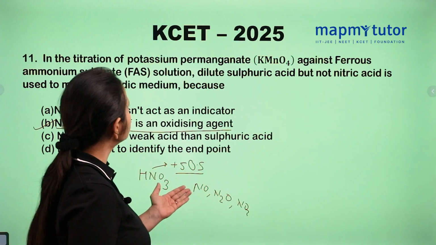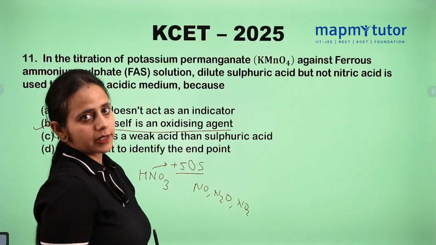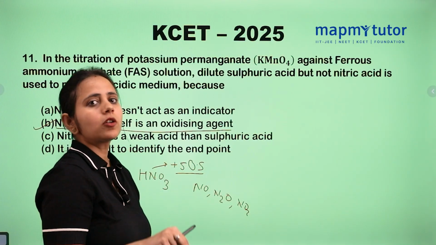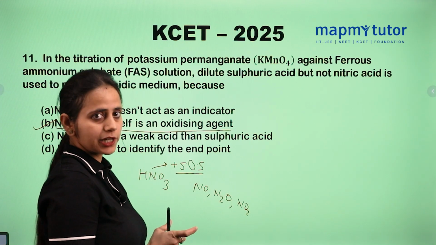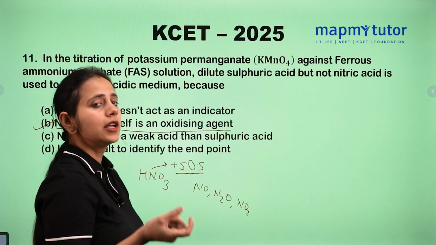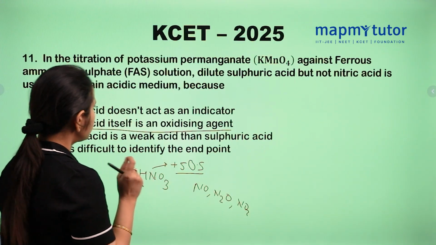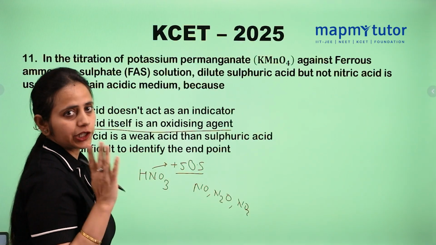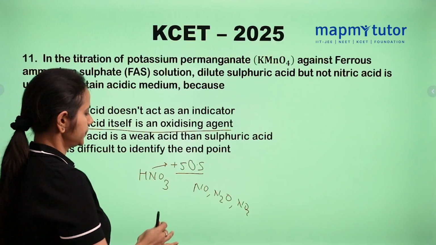So we don't use nitric acid. Our preferred choice will be sulfuric acid. Likewise, we also don't use HCl in this because HCl also acts as an oxidizing agent. It releases chlorine, which acts as an oxidizer. So in such reactions, when permanganate and FAS solutions are included, we use H2SO4 as a safer option. Keep in mind that nitric acid is an oxidizing agent, and we don't use this in such titrations.